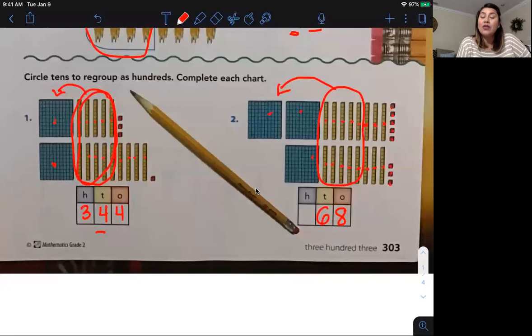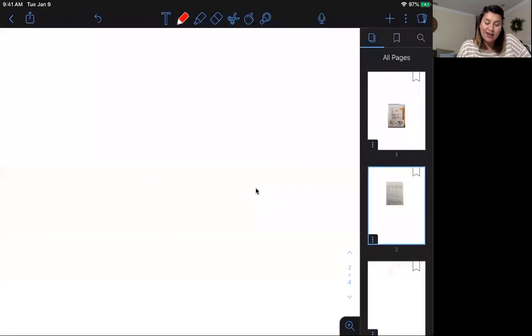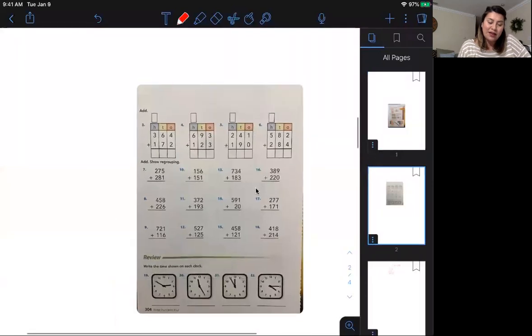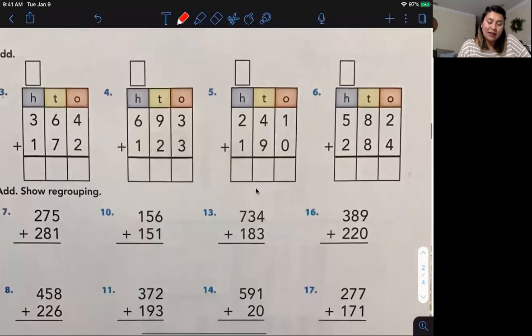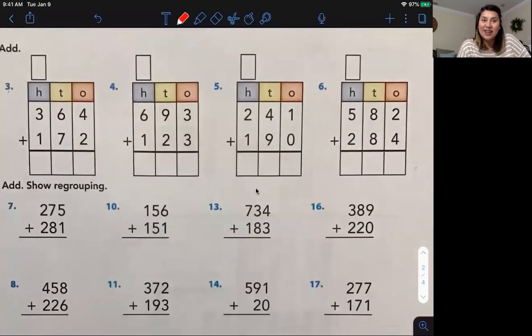Now how many hundreds do we have? Now that we had 3 hundreds, and then these tens are going to become another 100. So now we have 468. All right, friends, I hope you're with me still. Okay, let's move on to the back. Here we go. Are you ready?